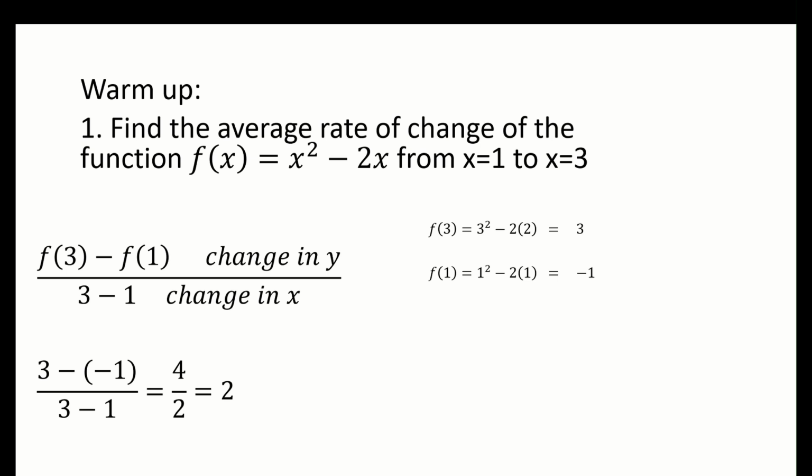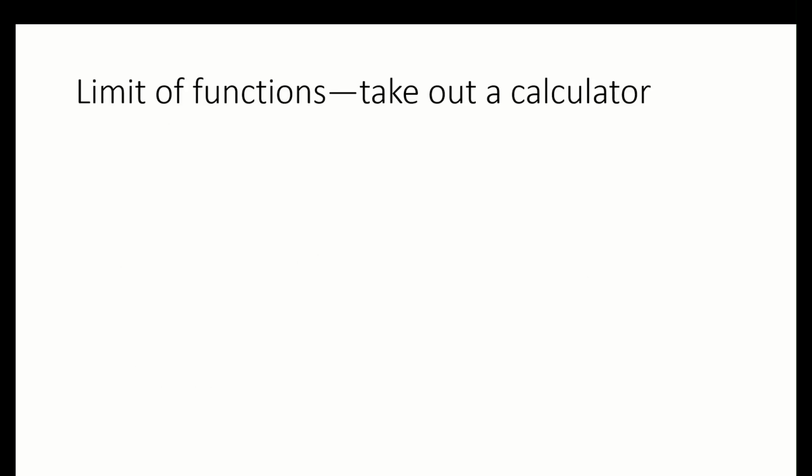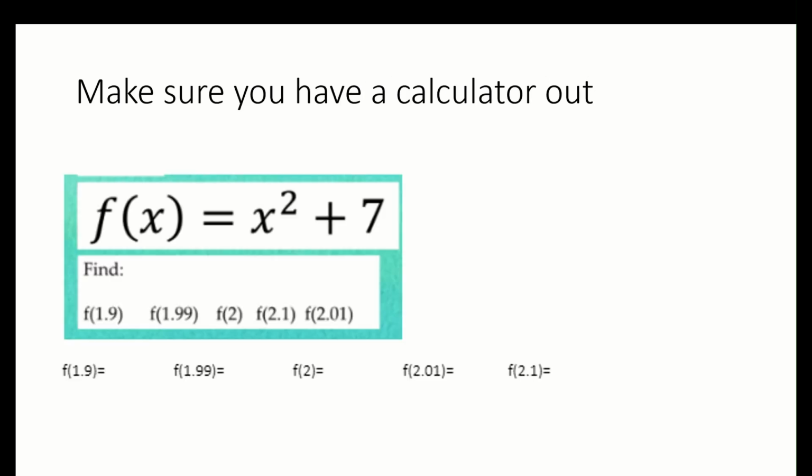Now we are going to connect this to limits. So make sure you have a calculator to work with. We're going to start by taking this function x squared plus 7, and we're going to plug in 1.9, 1.99, 2, 2.1, and 2.01. This is my first time that I'm going to ask you to actually type in your answers, so the video will stop and allow you to input answers into Google Classroom. So do this on a calculator first, input answers, and then the video will continue.